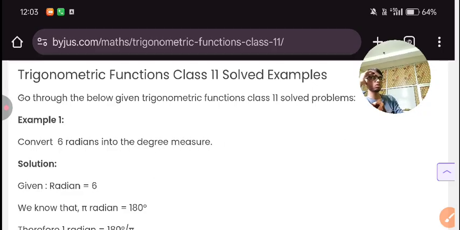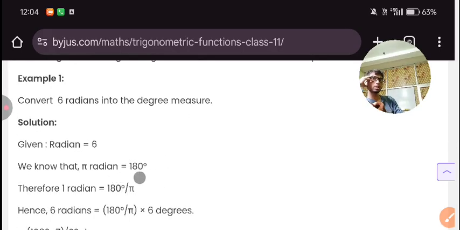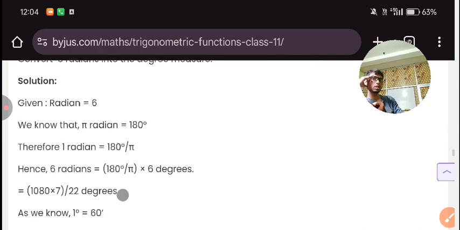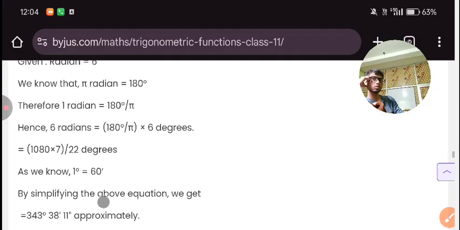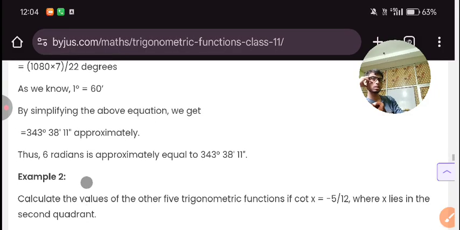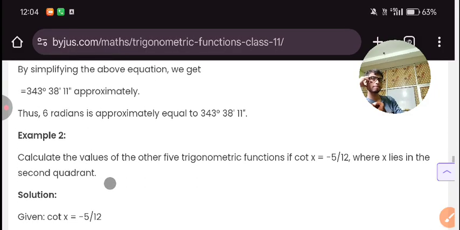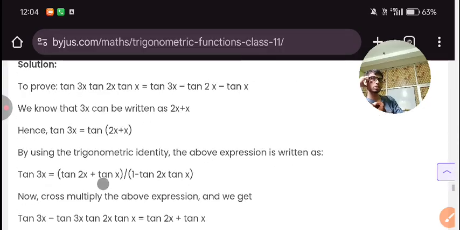So of course 2 pi is equal to 360 degree. So pi radian is what? 180. So 1 pi is this much, and 6 pi would be this much multiplied by 6. So that gives us this much, approximately. These are questions for you.